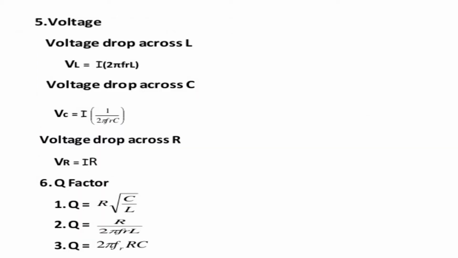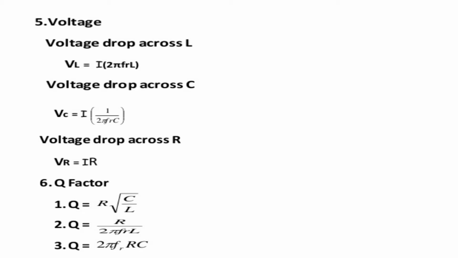Now voltage drop across inductance VL equals I into 2 pi Fr L. Here F equals Fr. Voltage drop across capacitance C, VC equals I into 1 upon 2 pi Fr C. Again F equals Fr. Voltage drop across R is VR equals IR.